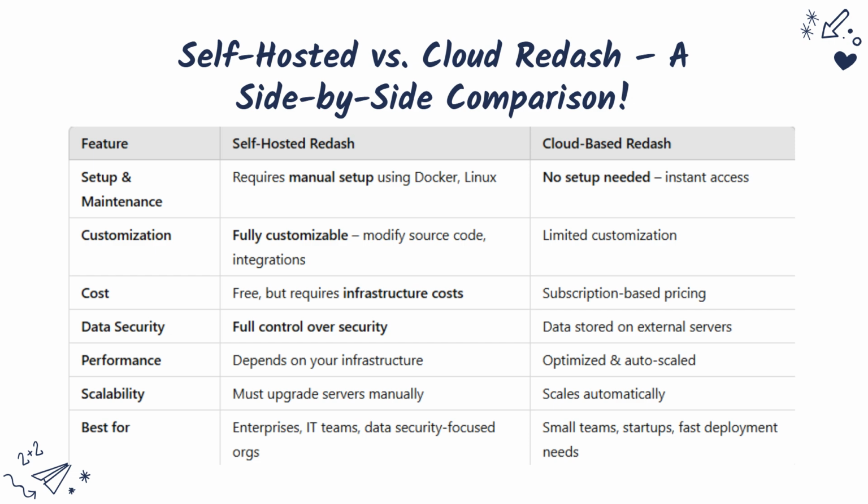Performance for self-hosted depends on the infrastructure. For cloud-based, it's optimized and auto-scaled. Scalability for self-hosted: you must upgrade servers manually, but cloud-based Redash scales automatically. Best for: self-hosted Redash is for enterprise IT teams and data-security-focused organizations, and cloud-based Redash is for small teams, startups, and fast deployment needs.